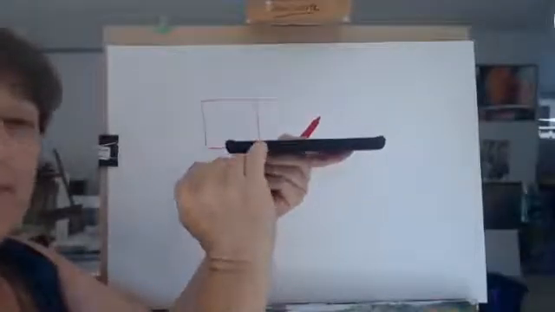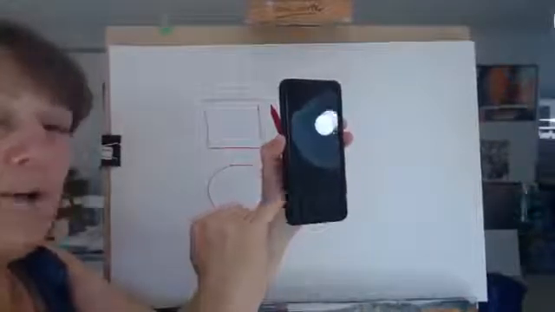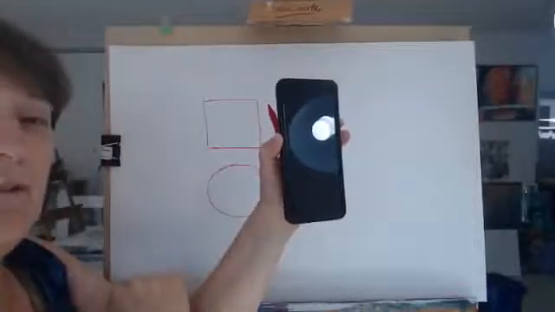So if I show you my phone, it has a very thin depth, but it still has a depth. So when I hold it like that, you can't see that depth. You can only see the height and the width. But if you wanted to draw this, it would be a good idea to show a little bit of that width.